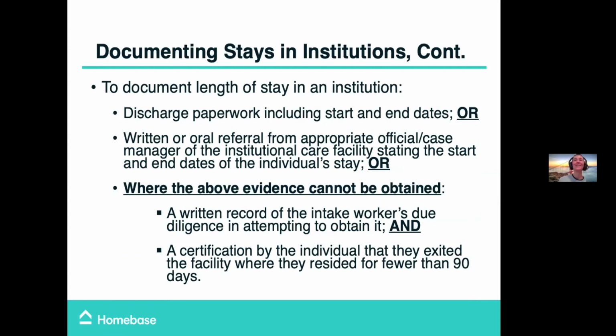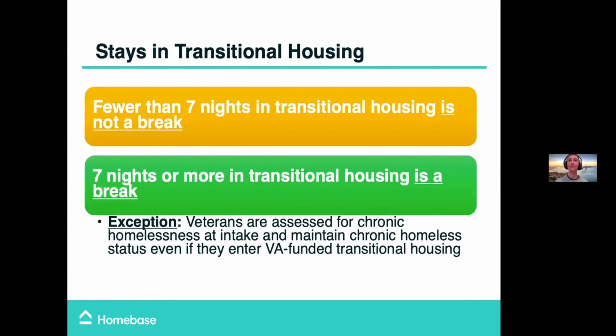So the next slide shows us a different type of break in homelessness. A stay in transitional housing of 7 nights or more, I should say, is a break in homelessness. One minor exception to this is if a veteran has been assessed in the VA system and the VA system has documented their chronic homelessness at intake to a VA-funded transitional housing facility or at intake to the VA system in general. If they stay in, say, a GPD transitional housing program for longer than 7 nights, they actually retain their chronic homeless status. But for any other client in any other form of transitional housing, 7 nights or more is a break. Now, that's not necessarily a bad thing because sometimes you're trying to document those breaks to get your 4 episodes of homelessness.